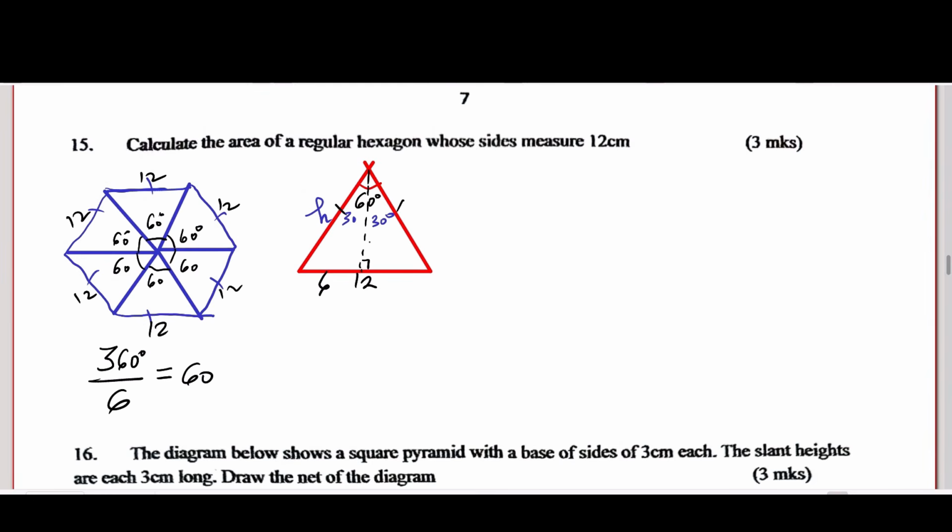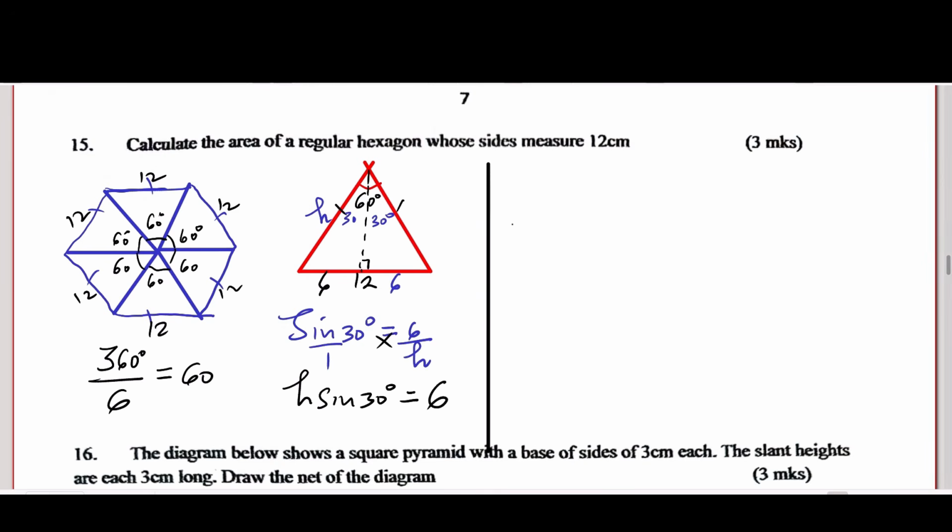To get this, I can use sine. Sine of 30 degrees is equal to the opposite side, which is 6, divided by the hypotenuse. So sine 30 is equal to 6 divided by h. Making h the subject by cross multiplying, h sine 30 is equal to 6 times 1, that is 6. Dividing both sides by sine 30, h is equal to 6 divided by sine 30. And this will give 12.